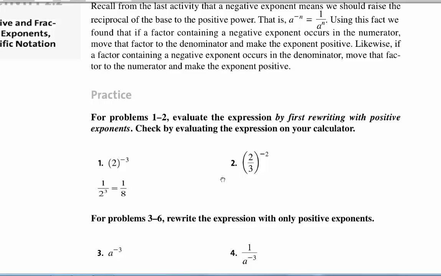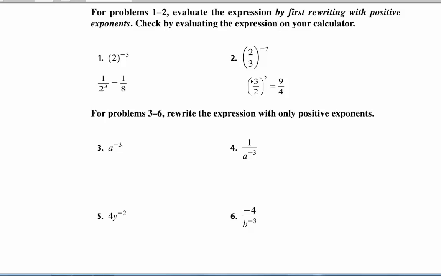When I look at number 2, my base is 2/3, so I'm going to take the reciprocal of 2/3, which would be 3/2, and then make my exponent positive. So here's my 3/2 written as a reciprocal of 2/3. My exponent now becomes positive, so we're left with 3 raised to the second, which is 9, and 2 raised to the second power, which is 4. And that's my final answer.